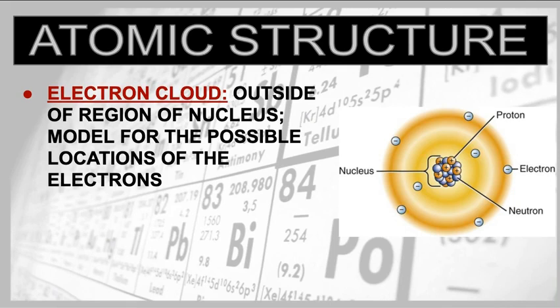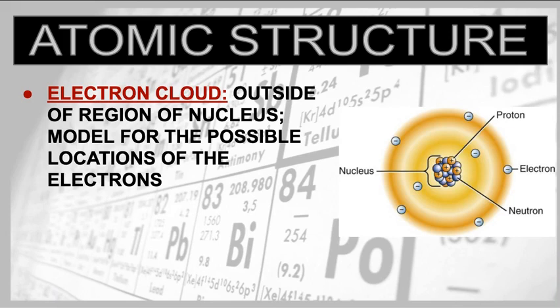Outside of the nucleus is this region called the electron cloud. This is where the electrons are moving around the nucleus. They move around in different areas that are called energy levels, and that's going to be important when we start talking about bonding later this week.